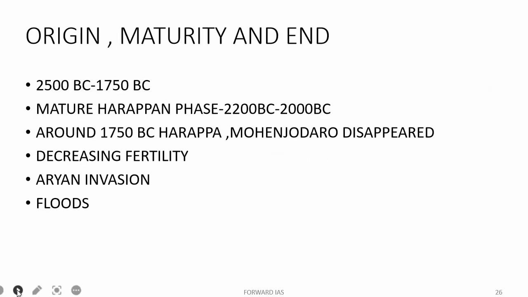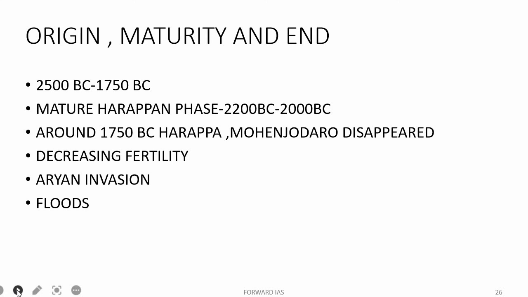Now let's see how this civilization originated, its maturity, and what the reasons for its end are. The Harappan civilization emerged during the period 2500 BC to 1750 BC. The mature phase of the Harappan civilization was from 2200 BC to 2000 BC. By around 1750, major cities like Harappa and Mohenjo-daro had disappeared. The main reason for the end of the civilization was the decreasing fertility of the soil. This was because of increasing salinity in the soil.